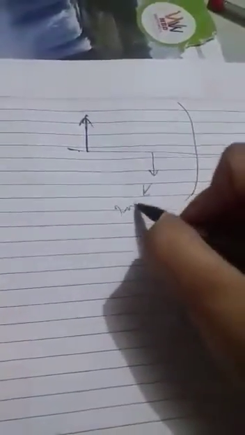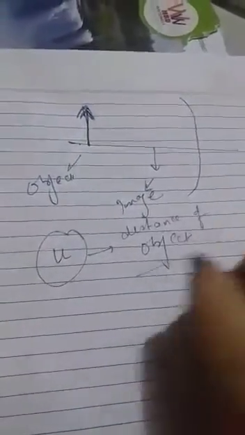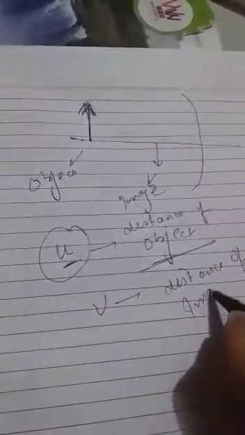Now see, let it be that this is our position of the object, and this is the image position. See, the object is placed above the principal axis. Let me tell you first, the distance of the object is represented by u. The distance of the image is represented by v, and f is the focal length.